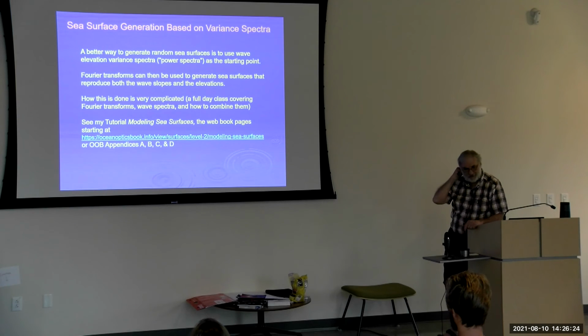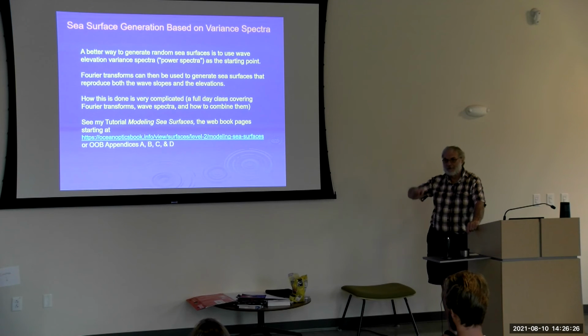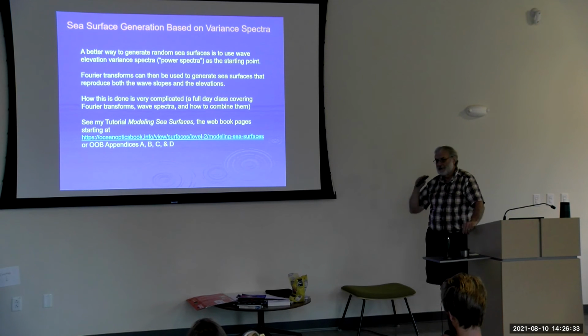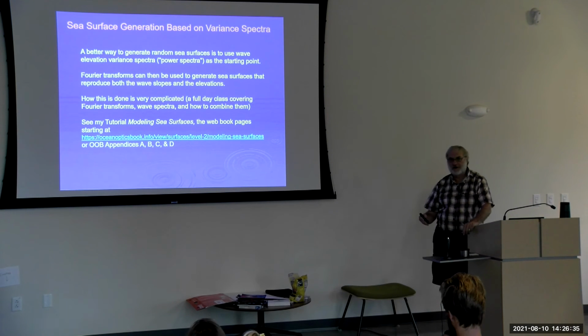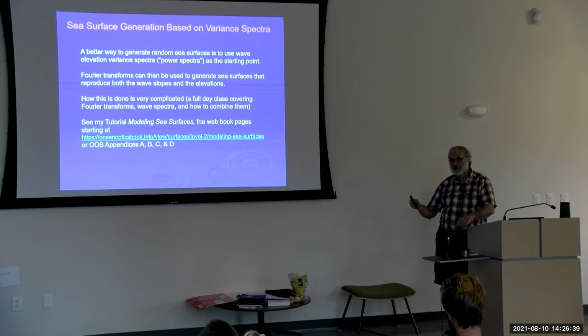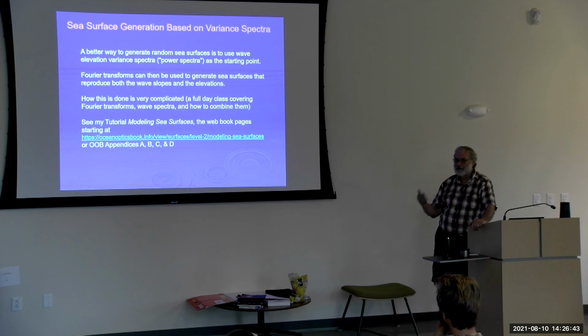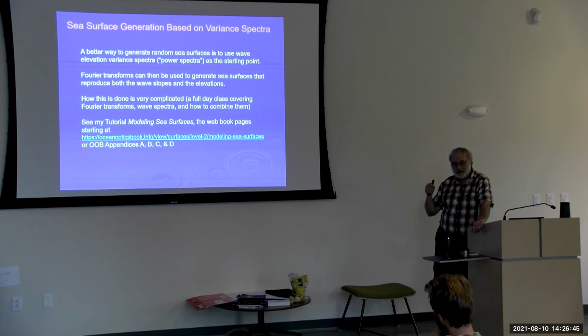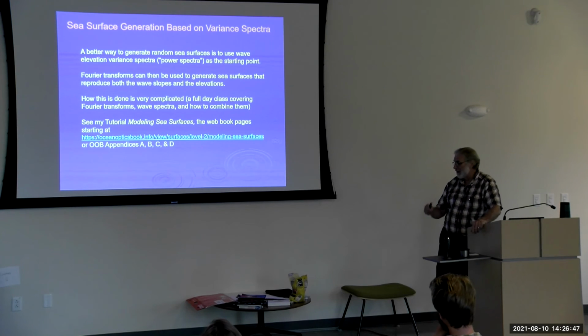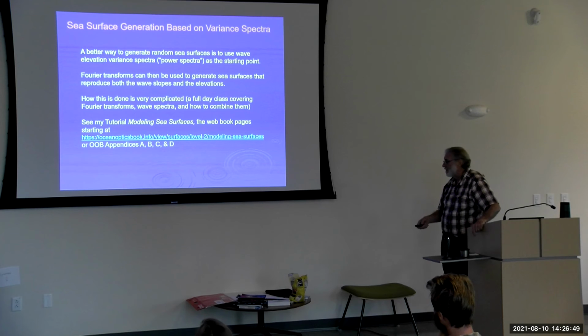Now, the catch is if you want to generate a proper sea surface, including both elevation and slope variability, then you have to go take a class in Fourier transform theory. Then you have to go be a physical oceanographer and learn about what are called wave elevation variance spectra. And then you spend like 3 months, like I did, trying to program all this stuff up and get it to work, but you can eventually do it.